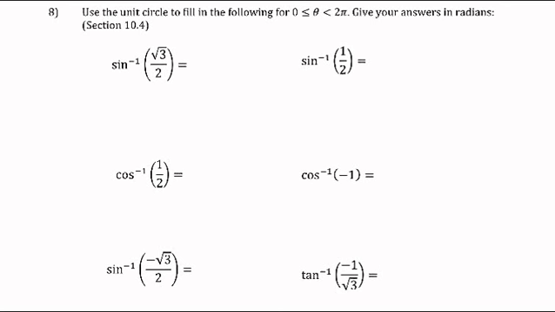All right, number 8 says use the unit circle to fill in the following for 0 less than or equal to theta less than 2 pi. Give your answers in radians. Now, again, please in radians. And also, give me both answers between 0 and 2 pi.